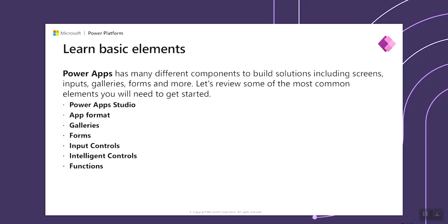There's the Power App Studio. This is where you will build your app. There's app format that you can choose if you want something pixel perfect for a specific screen size like a phone or a tablet. There's galleries. This is basically lists. There's forms where you can read or input data. There's input control where you can interact with toggles and switches. There's intelligent controls that use the camera maybe for recognizing a form or an image. And finally, you got functions when it's time to do something that cannot be achieved with drag and drop. You can use a function to do that.